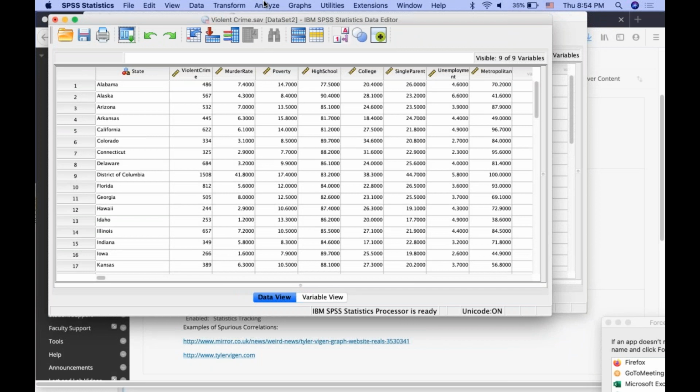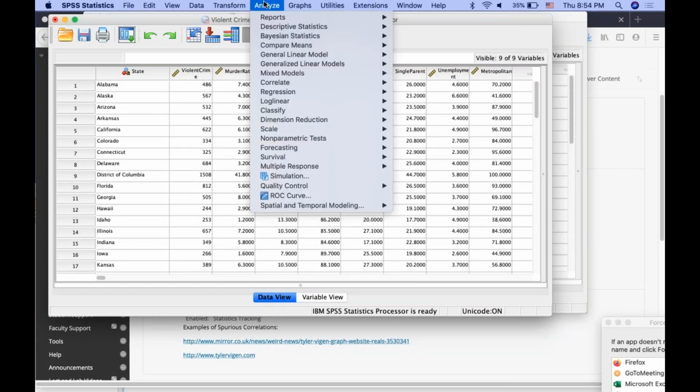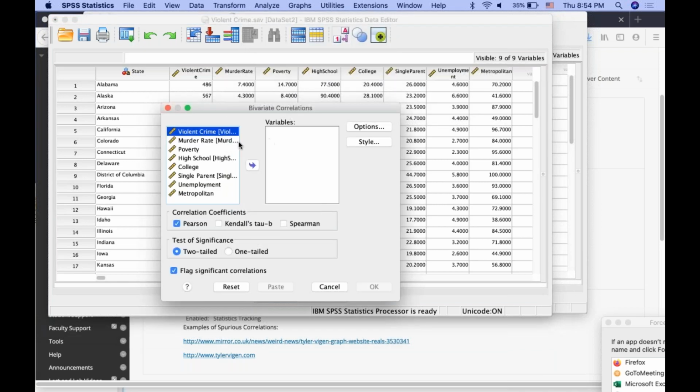So I am looking for a correlation, an association: analyze, correlate, bivariate, two variables. I'm looking for an association between the murder rate and the poverty rate. Okay, Pearson's correlation coefficient. I'm going to say okay. Before I do that, what is my null hypothesis? There is no association, no correlation between these two things, but really I'm phrasing it with a statistic I can use now, right? The null hypothesis is R equals 0. The alternative hypothesis is R is not equal to 0. So I'm going to click OK.